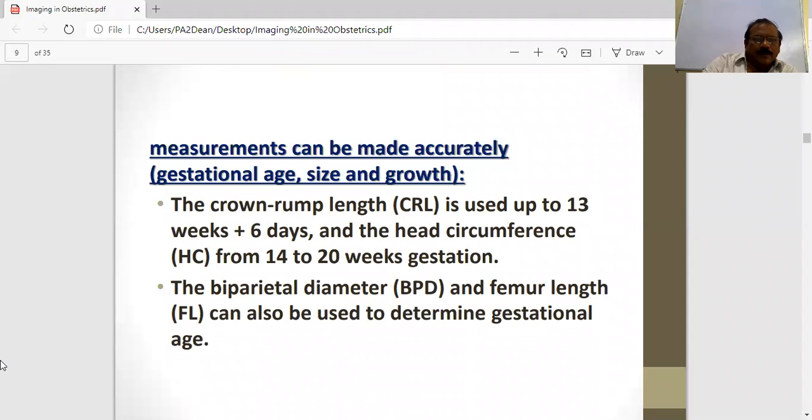Then measurements can be made accurately, and gestational age, size and growth can be ascertained. To ascertain the gestational age in early pregnancy, crown rump length, CRL, is used up to 13 weeks, and head circumference, HC, from 14 to 20 weeks. Biparietal diameter and femur length can also be used to determine gestational age.